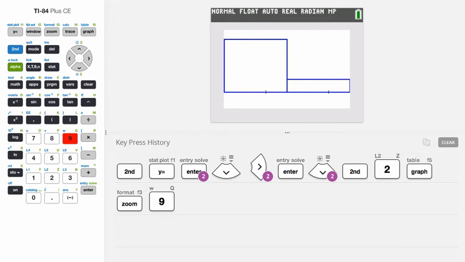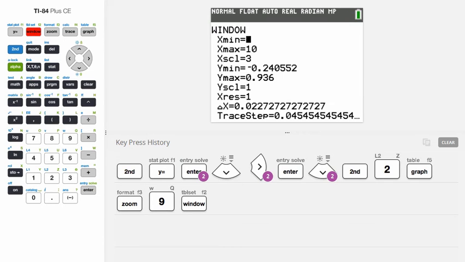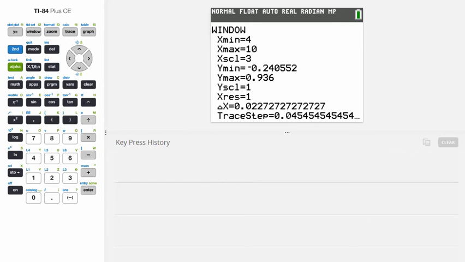We don't want that, so we go to window. The graph we were given started with 4 and ended with 7. For x min, we want 4, but for x max, we need to at least use 7.